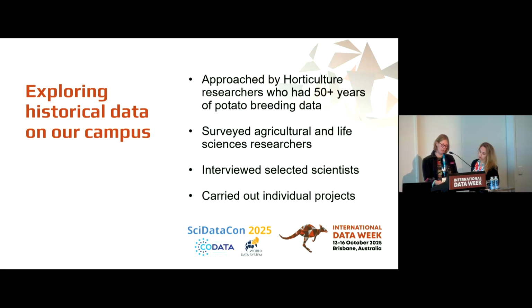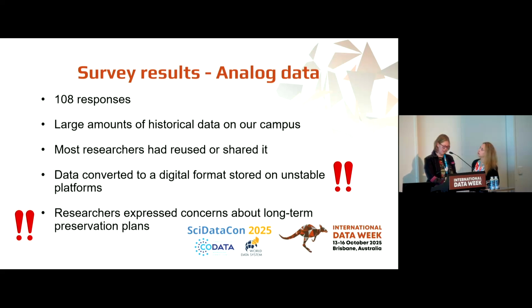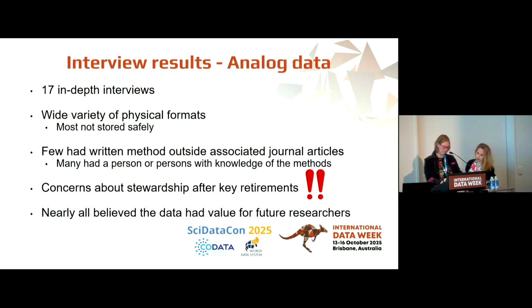With that, we're going to explore a few examples here at the University of Minnesota. For example, we were approached by a potato researcher that had over 50 years of potato breeding data. We've conducted surveys and interviews of our faculty. With that was a survey of 108 of our faculty. We found that 48% of respondents are still using analog data in their research, and 16% said they currently weren't using it, but 35% said they weren't using it, but they were considering using it in the future. So this shows that the majority of our faculty are still engaging with data for current and future research. And lastly, we conducted 17 interviews showing that we have a wide variety of physical formats that our faculty are using, and few had written methods outside of what journal articles have produced.